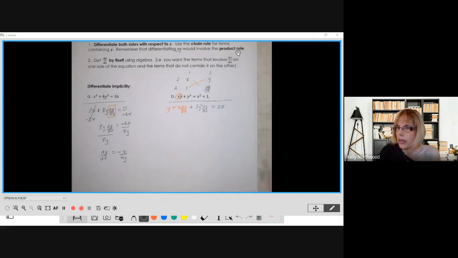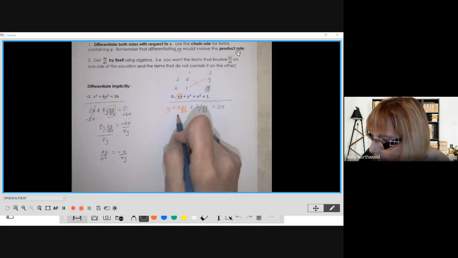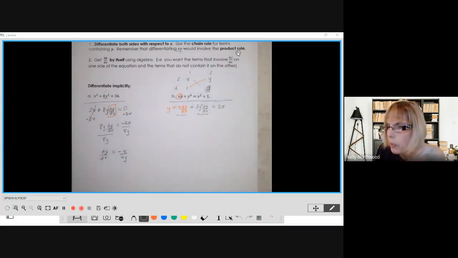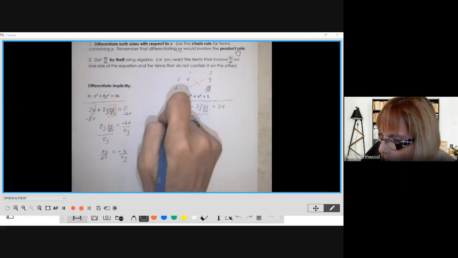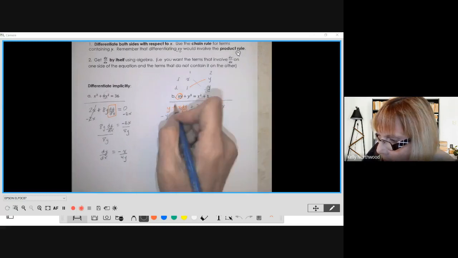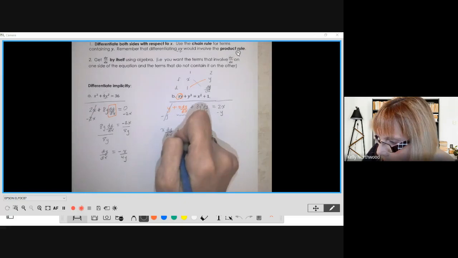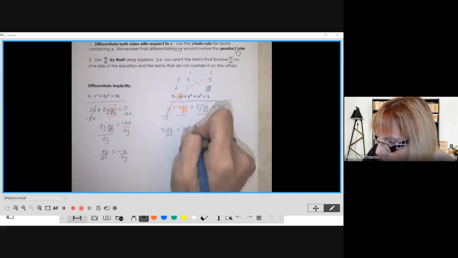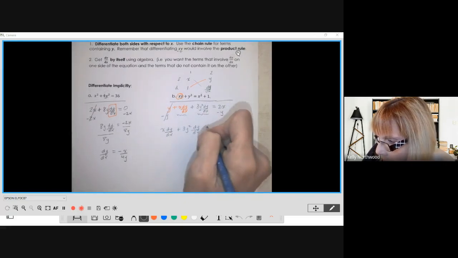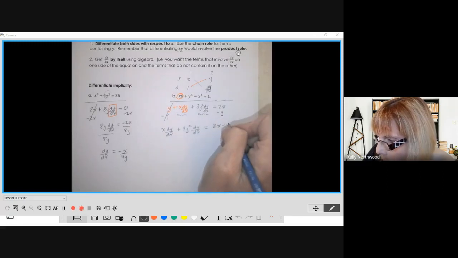So below we have the derivative. We've derived it all with respect to x. Now we want to get dy by dx by itself. So I can see that this term and this term both involve dy by dx. So I'm going to leave them on the left side, and I'm going to subtract y on both sides. (2x minus y) here.